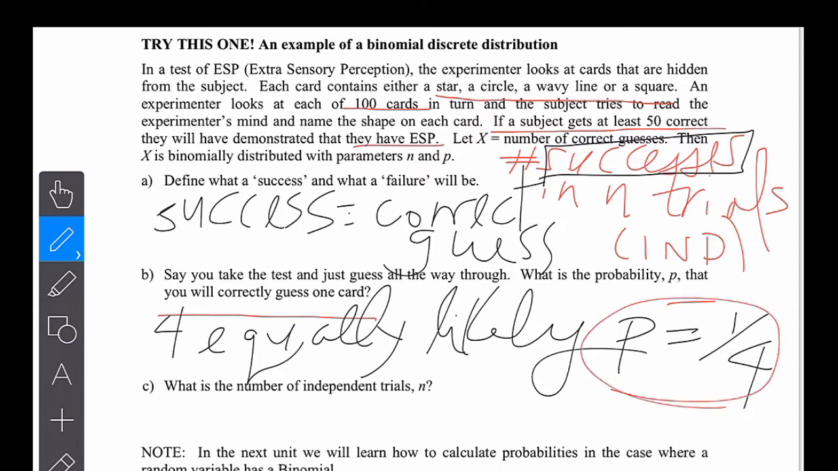Why again? Because there's 4 possible outcomes, all of them equally likely, and they need to sum to 1. So the only thing that's going to satisfy that is that they're all 1/4. So 1/4 plus 1/4 plus 1/4 plus 1/4 is 1. All right.